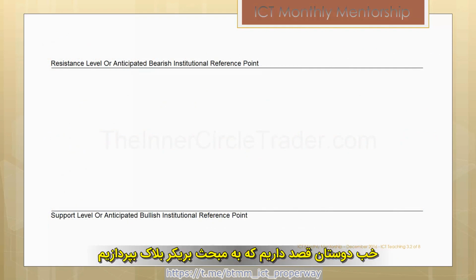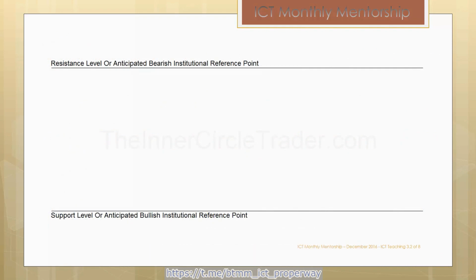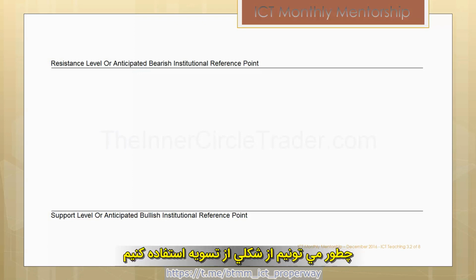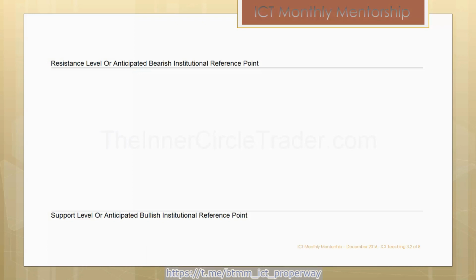Okay, folks, we're going to be looking at the breaker. Okay, and what we're going to be looking at is how we can use this form of mitigation to highlight a trade setup.